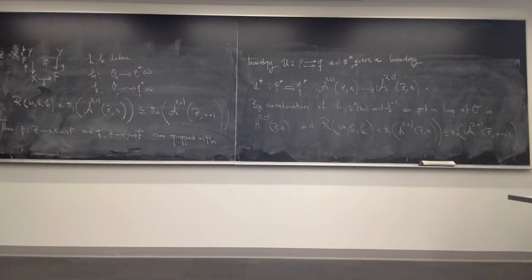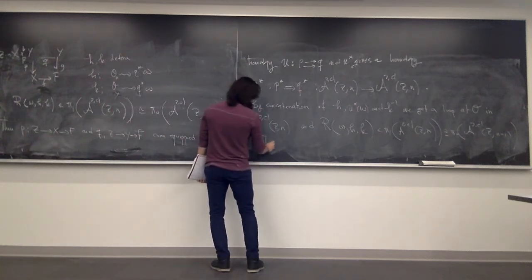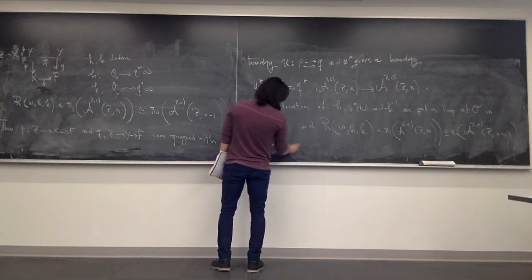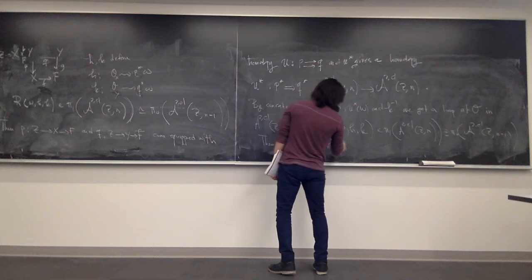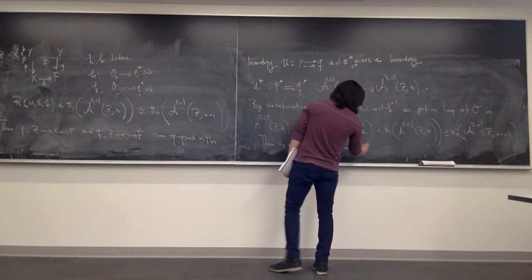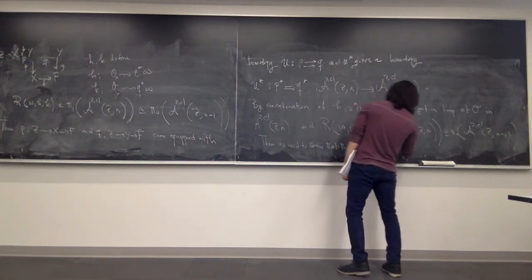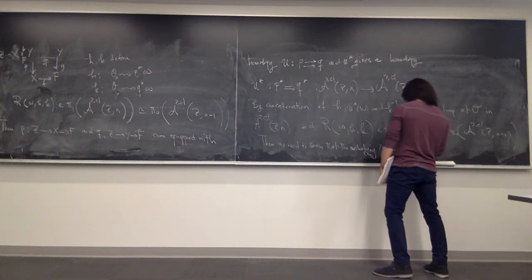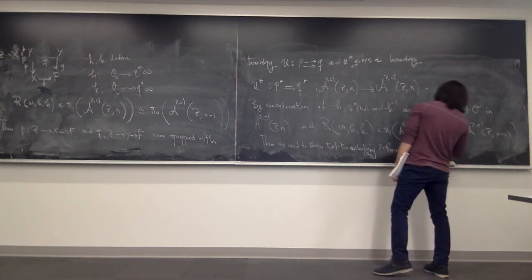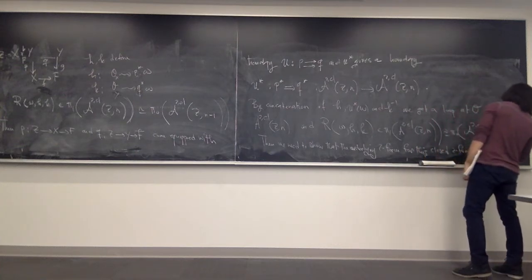And that's why it defines for you an n minus 1 shifted symplectic structure. Then we need to show that the underlying two form for this closed form, which I'm not going to prove, is non-degenerate. You need to show this too.